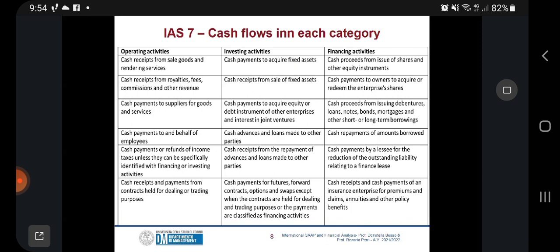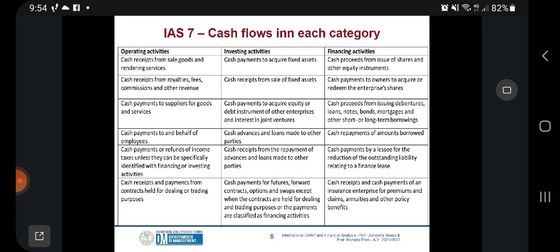Whereas as part of financing activity, you will see the common transactions that I previously mentioned. Cash proceeds from issue of shares and other equity instruments. Cash payments to owners. Cash proceeds from issuing debentures. Cash repayments of amounts borrowed. Cash payments by a lessee for the reduction of the outstanding liability that is related to a finance lease, and so on.